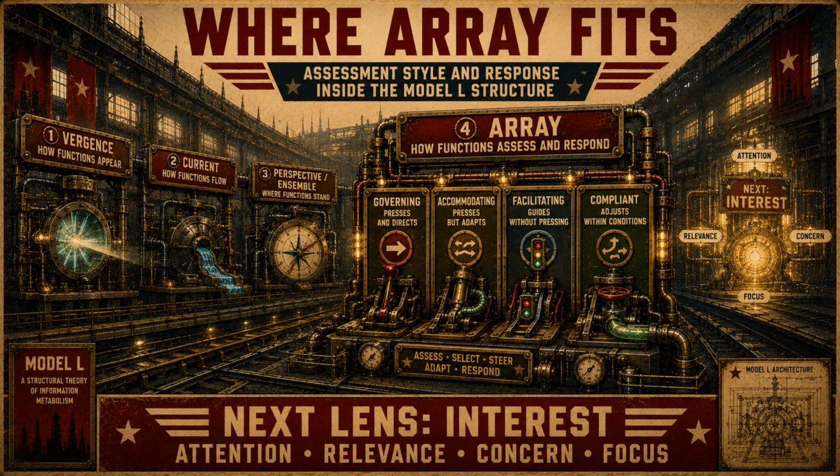The key idea is that array is not about ordinary personality traits. It is not simply asking whether someone is assertive, passive, flexible, or decisive. It is asking how a function participates structurally in assessment and response. Does it press and direct? That is governing. Does it press but adapt? That is accommodating. Does it guide without pressing? That is facilitating. Does it adjust within selected conditions? That is compliant. Together, these four arrays give us a more precise way of describing assessment style and decision-making approach inside the functional structure.